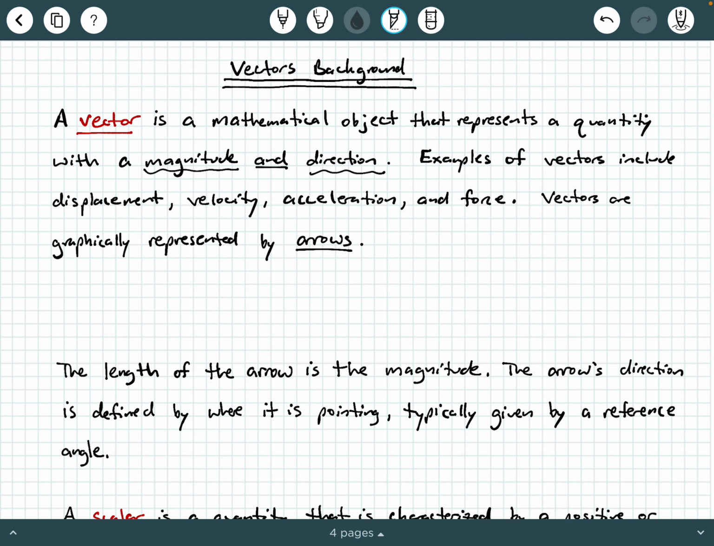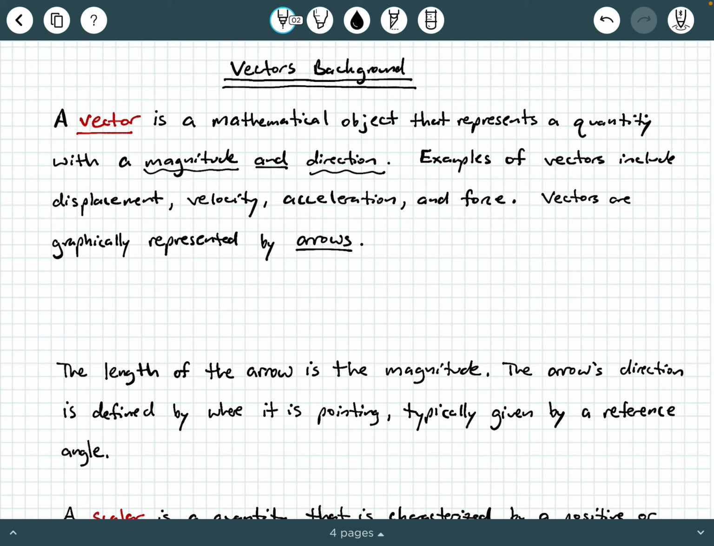Let's start with the basic definition of a vector. A vector is a mathematical object that represents a quantity that has a magnitude and direction. Examples of vectors include things like displacement, velocity, acceleration, and force. Vectors are graphically represented by arrows. If you want to pause the video and write all this down, that's probably a good idea. Remember, it's really good to write this information down so you learn it best.